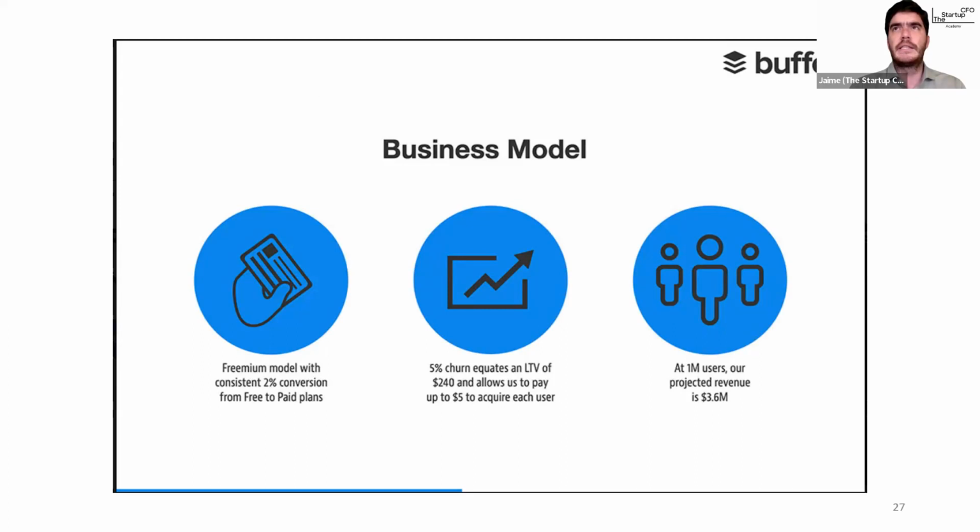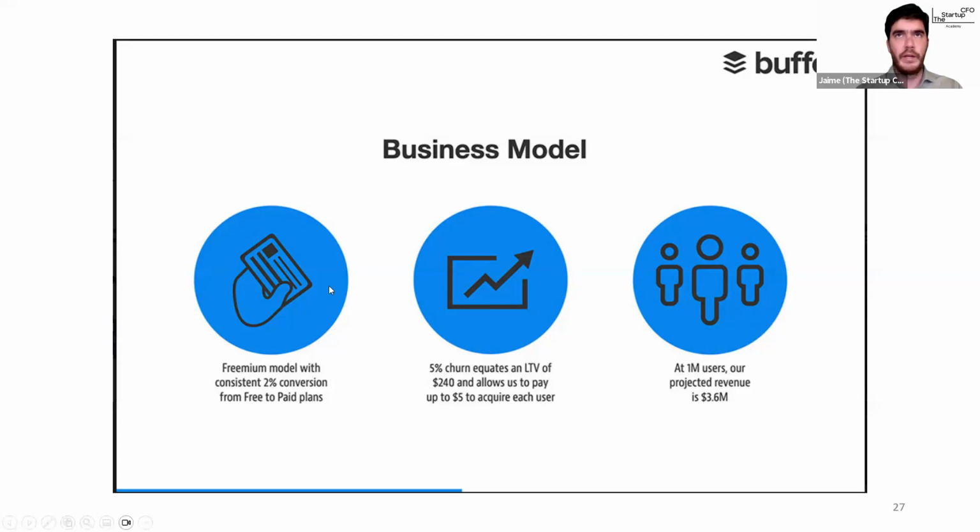So here, for example, this is Buffer. Buffer, by the way, is an incredibly interesting case in which the founders bought out their VC investors after a while. It's a very interesting example from the finance point of view. They explain here: freemium model with consistent 2% conversion, 5% churn, we will get $240 per client. And with 1 million users, it will be 3.6 million.